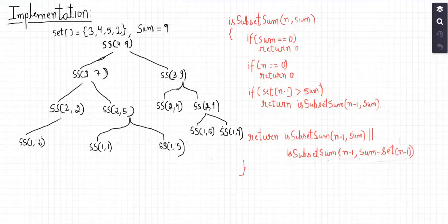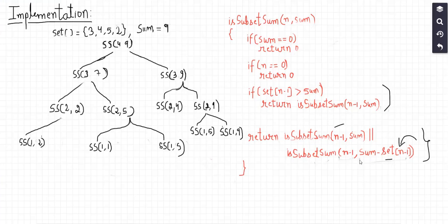How will the function look like? So this is how the function will look like. Here we have the first condition. If the nth integer is greater than sum, we have only one choice. We just have to skip this integer because it cannot be used to generate this target sum. Otherwise, we always have two choices, either use this integer, or do not use this integer.